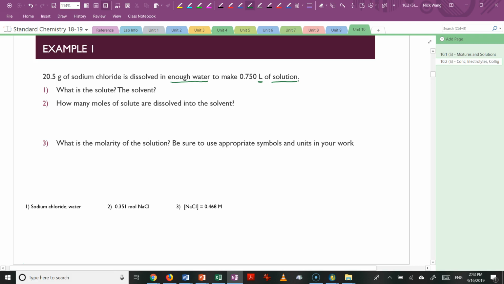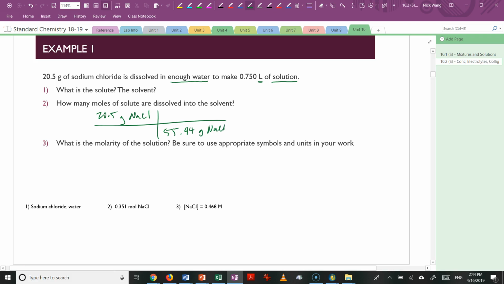Again, I'm going to reiterate. Number 2, how many moles of solute are dissolved in the solvent? Well, we have a gram amount of solute, which is that 20.5 grams of sodium chloride, and I'm going to convert that into moles, which is something we can do.